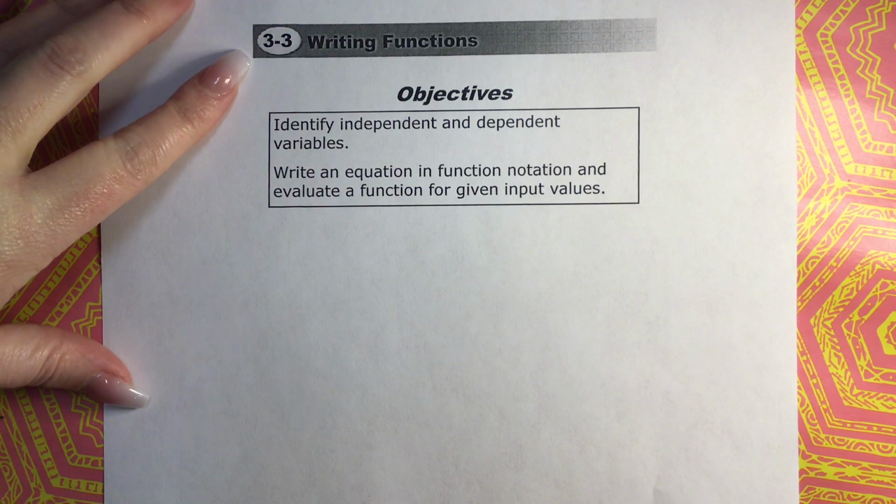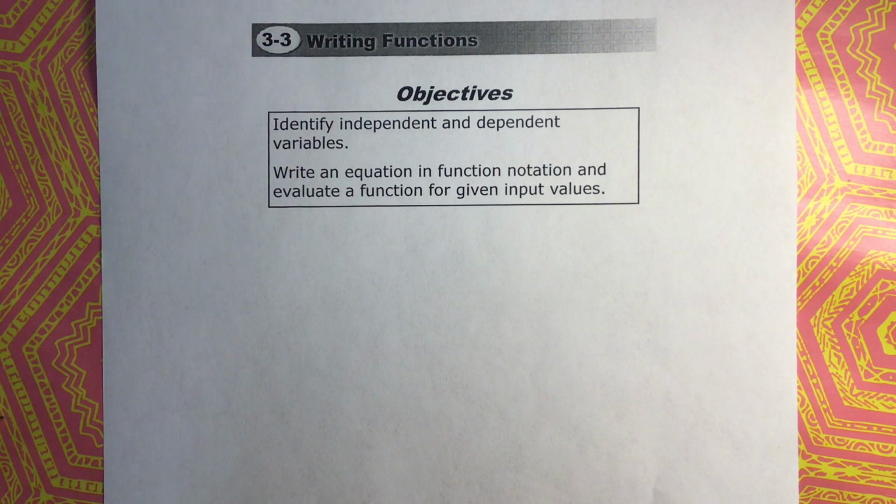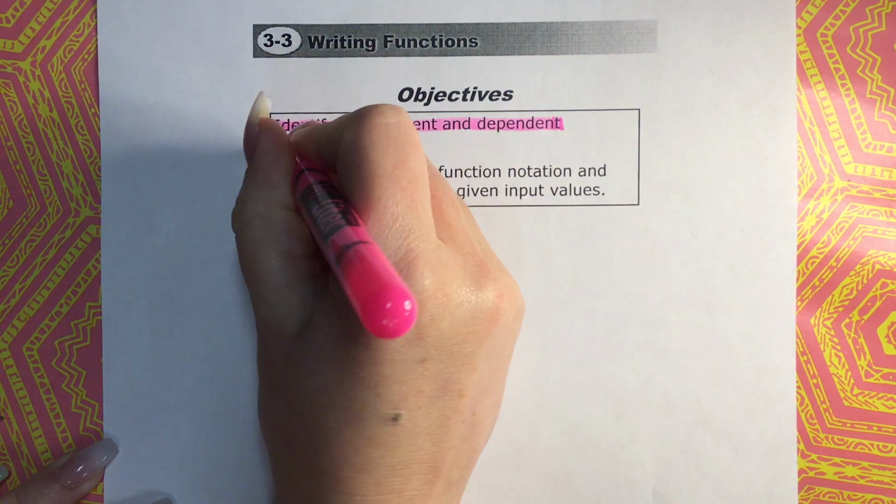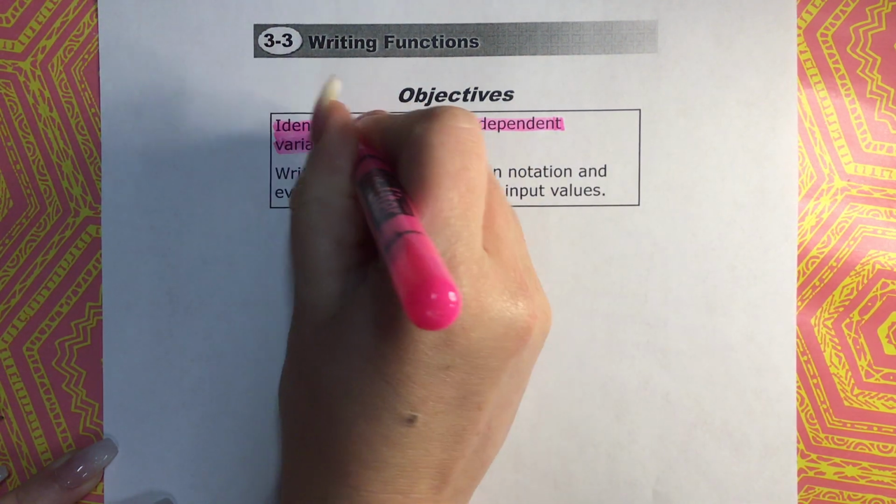Welcome back for Chapter 3, Lesson 3, Writing Functions. So our objectives for today are to identify independent and dependent variables. So we're going to learn about what those are.